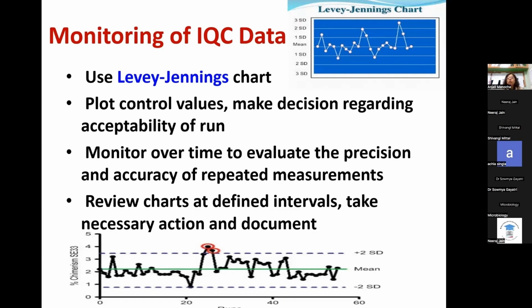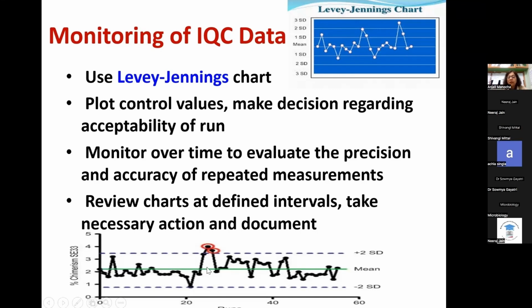At the end of the month, when you take a look at the LJ chart, you will find that there is a shift which is going and becoming a trend. And it has gone out. And if this had been seen at the beginning, maybe you would have been able to catch this error in time. So it is very important that we plot the control values and monitor regularly, not wait for it to happen at the end of the month. Monitor at regular intervals to see the precision and the accuracy of the repeated measurements.